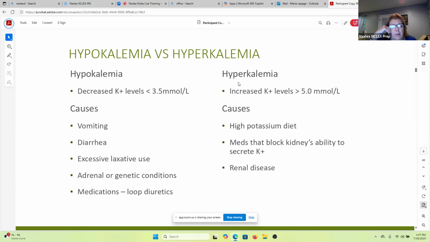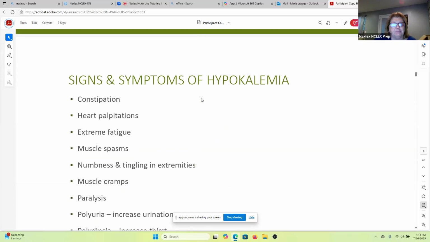What can cause hyperkalemia? And the definition is a potassium level greater than 5.0. High potassium diet. So, knowing what types of foods, your bananas, there are lots of foods. A lot of your melons have potassium in them as well. Potatoes is a big form of potassium. And then medications that block that kidney's ability to secrete the potassium, such as your potassium sparing diuretics, which is opposite of your loop diuretics. And then a lot of times renal disease can cause hyperkalemia as well as DKA can also cause it.